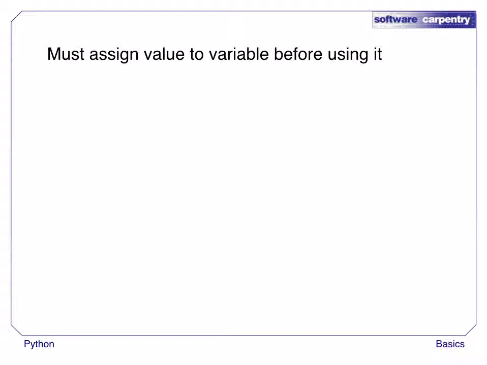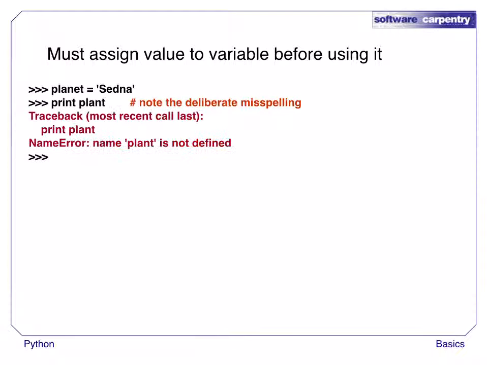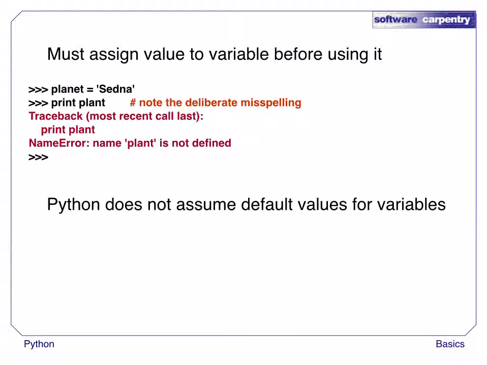And Python's really very relaxed about the type of data that's assigned to variables, but it does insist that variables have values before they're used. So for example, let's assign the string Sedna to planet, and then try to print the value of the variable plant. Notice we've missed the E out. Python immediately displays an error message because we haven't defined a value for anything called plant, but it doesn't fill in some sort of default value for undefined variables such as 0 or an empty string, because doing so can mask errors that result from simple typing mistakes.